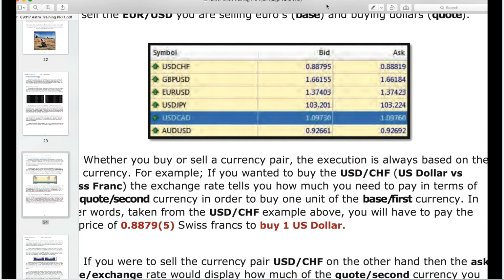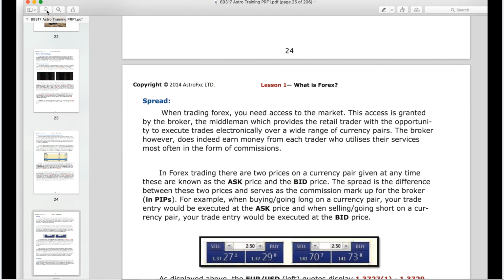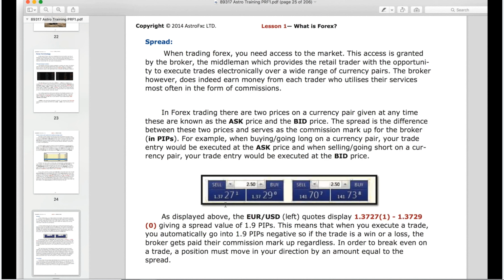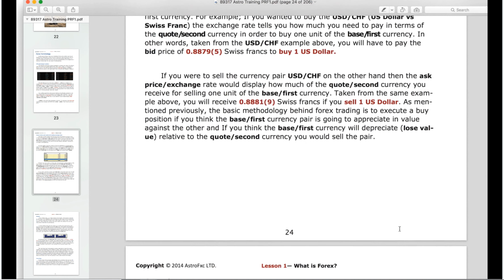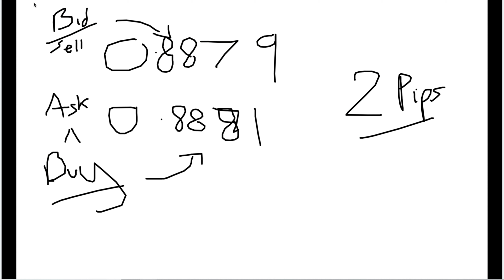Now, what I will say about the spread, all of this is in the book as well for you to refer back to. So here we go, spread. It's got the bid, the ask, spread, and you can see the different examples. So GBP USD, 1.6615, 1.6618. That's a 3 pip spread. Spreads are the broker's commission to enter a trade.